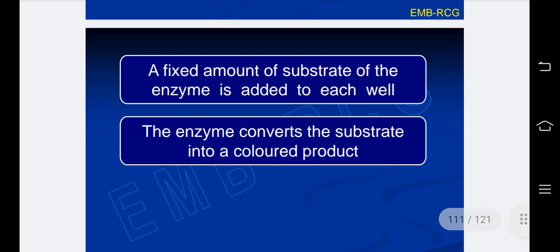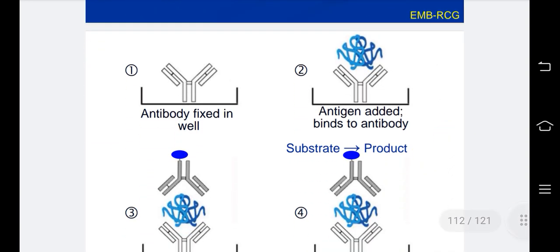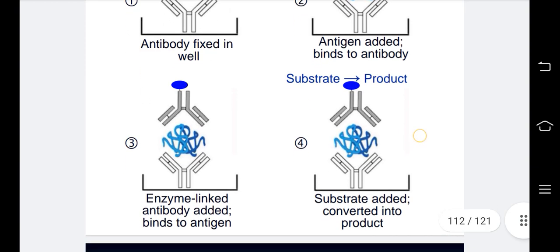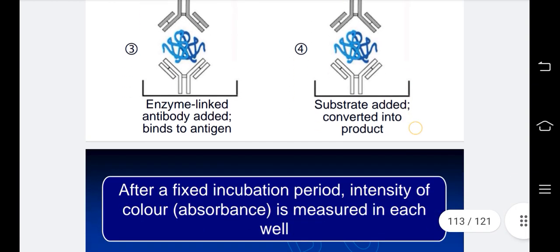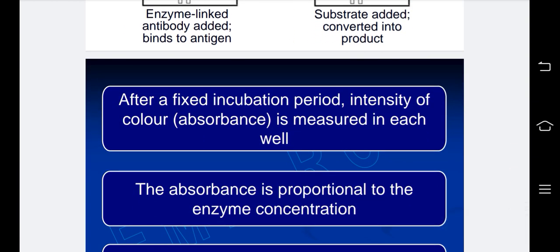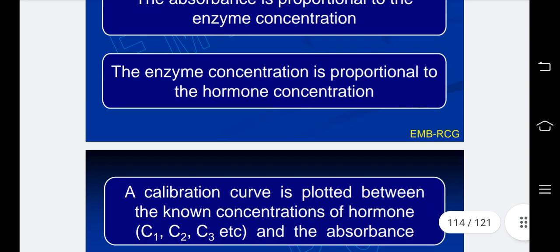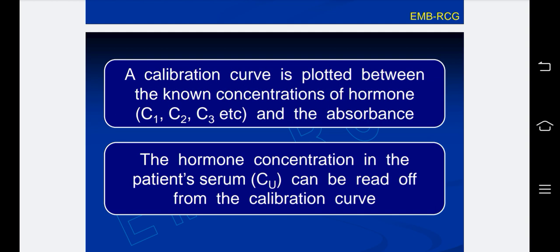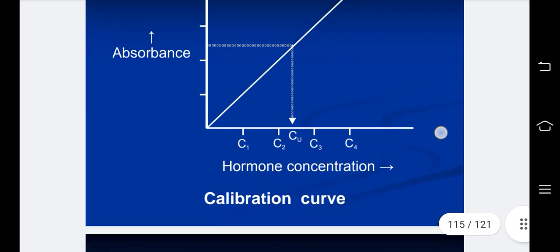A fixed amount of substrate of the enzyme is added to each well. The enzyme converts the substrate into a colored product. Antibody fixed in well, antibody added binds to antigen added and binds to antibody; substrate plus enzyme gives product. Enzyme-linked antibody added binds to antigen. After a fixed incubation period, intensity of color, the absorbance, is measured in each well. The absorbance is proportional to the enzyme concentration. The enzyme concentration is proportional to the hormone concentration. A calibration curve is plotted here too, and the hormone concentration in the patient's serum can be read off from the calibration curve. Here you could see that.